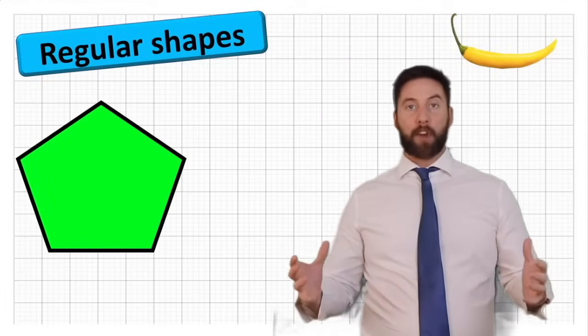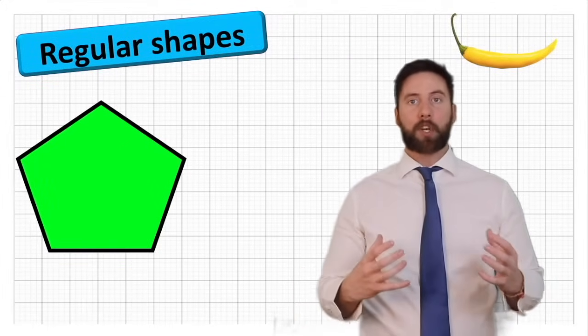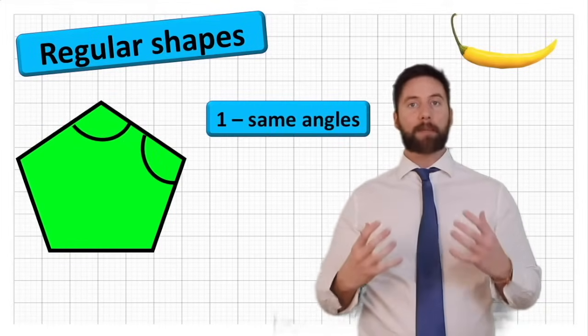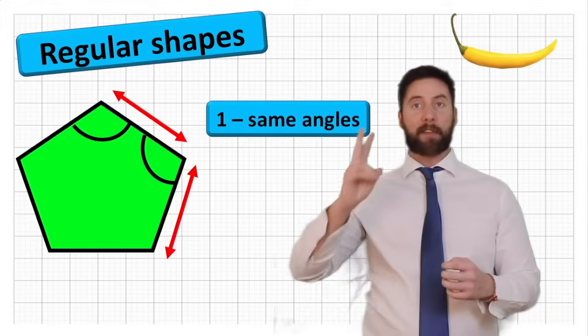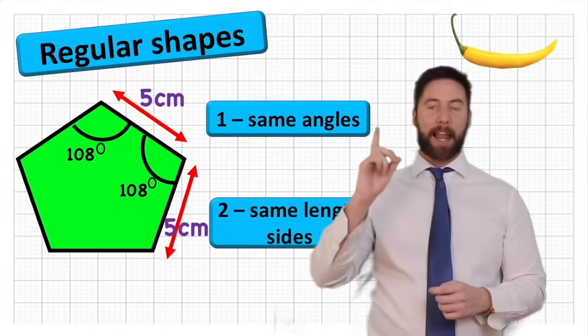Now another example of an orange chili challenge, in my opinion, would be looking at regular shapes. Because regular shapes, if we know about geometry and we know about shapes already, have two qualities which are the same. They're going to have the same angles and, importantly for us, they're going to have the same length side.